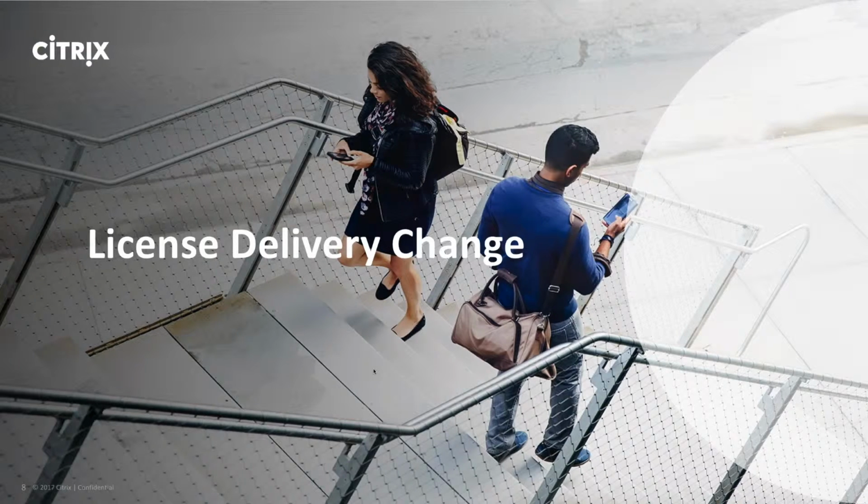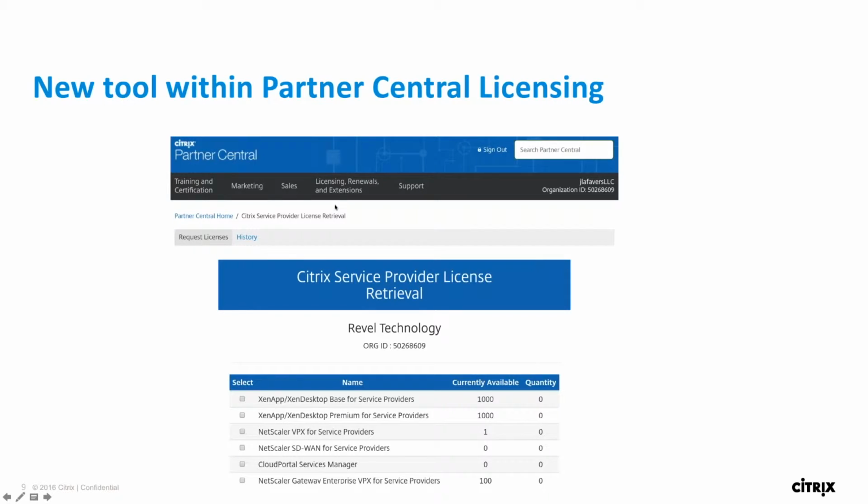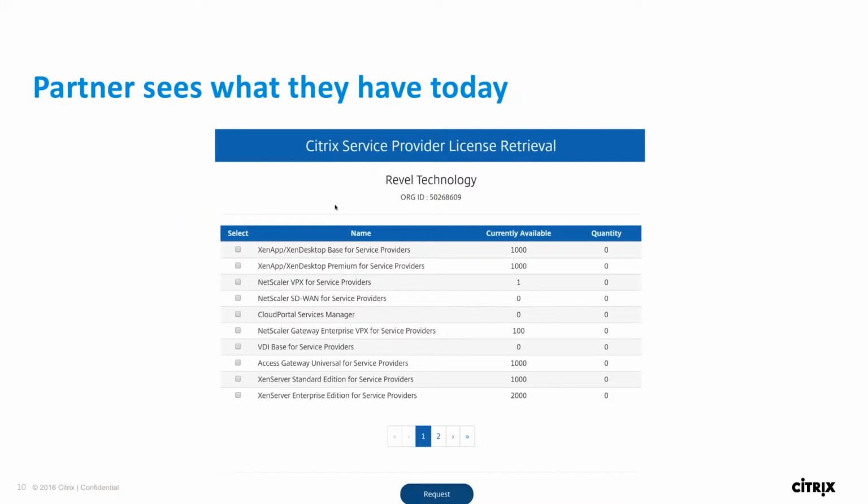Another important thing to know is that there is a license delivery change. What we did in the past is that normally there was a manual process. You had to go to the distri, but we've now changed that. So that this new tool is available within Partner Central. If you go there, you can exactly see what you have, and you can select the license type you want to have, and you can order that.